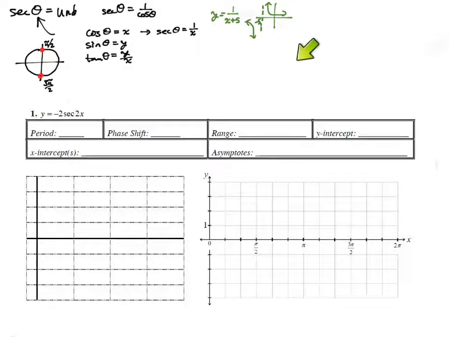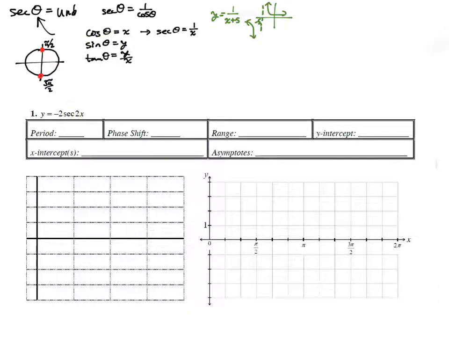Now for this rational function, there is an x value that we plug into it that would make it undefined. For secant, there is also an x value that we could plug into it that would make it undefined. So can you guess what we're going to have on our secant graph? We're going to have asymptotes. Okay, so let's see what this looks like. The trick to doing this is just thinking about cosine. Where is cosine equal to 0? Where does x equal 0?